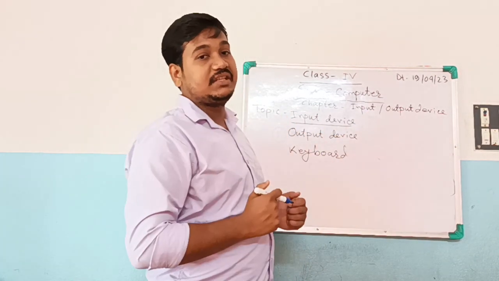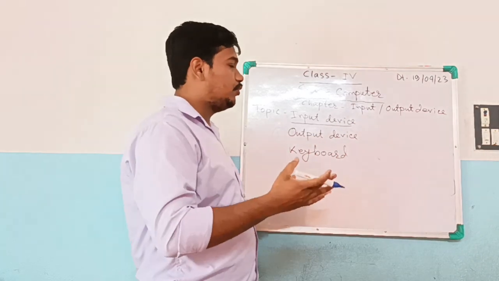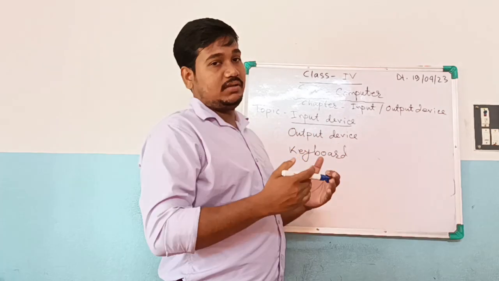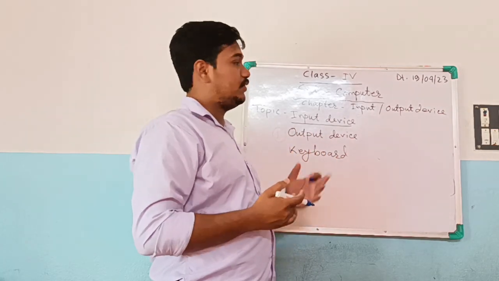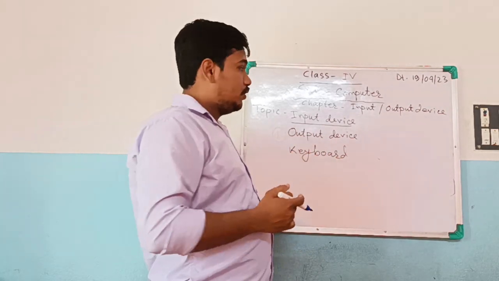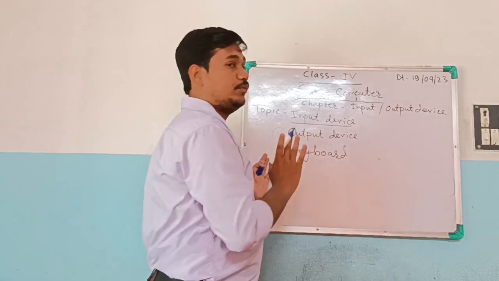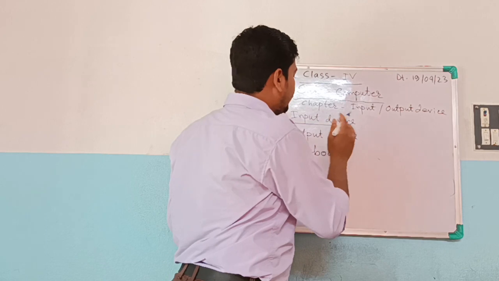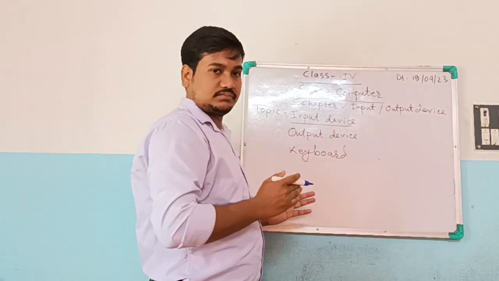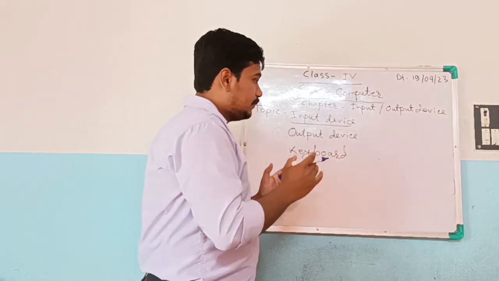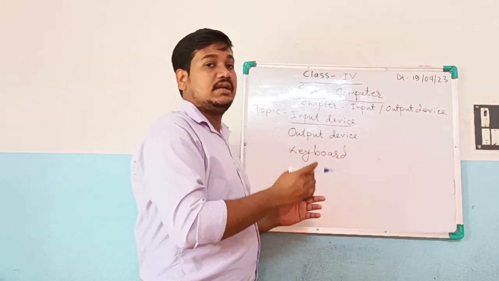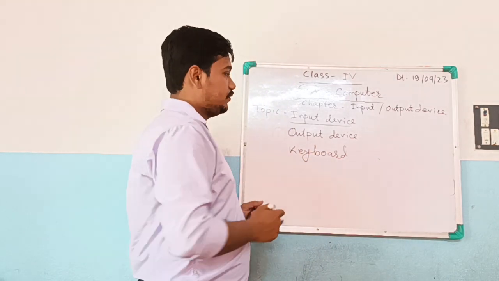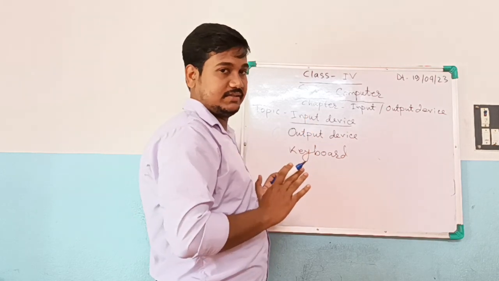For example, keyboard. So keyboard is an input device. We can type letters, numbers, etc. into the computer. Okay, so this is called input. Some examples of input devices are keyboard, mouse, light pen, etc. Okay, so this is an input device.